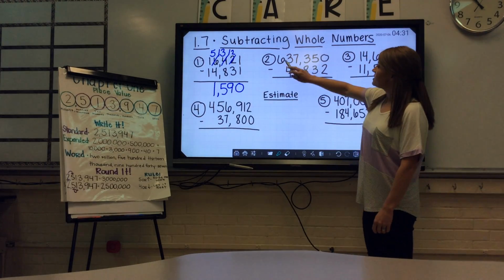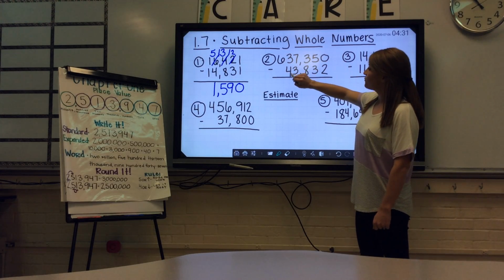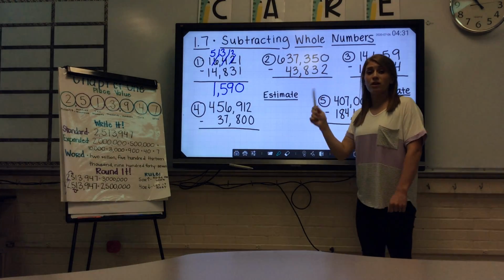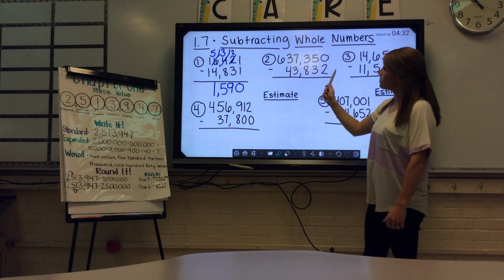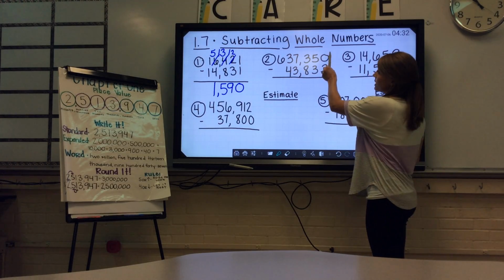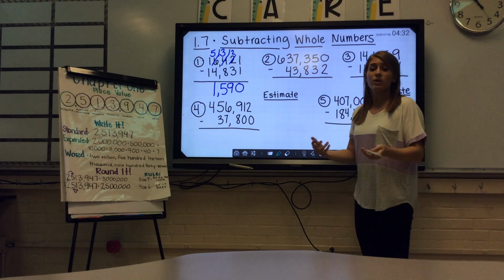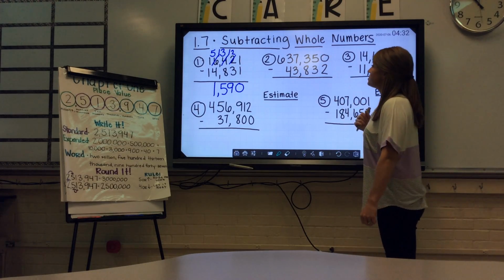All right, we've got 637,350 minus 43,832. Notice that these two numbers do not have the same amount of digits. This top number has 6 and this bottom number has 5. But we still made sure that they are lined up correctly by place value so that we get our correct answer. All right, 0 minus 2.